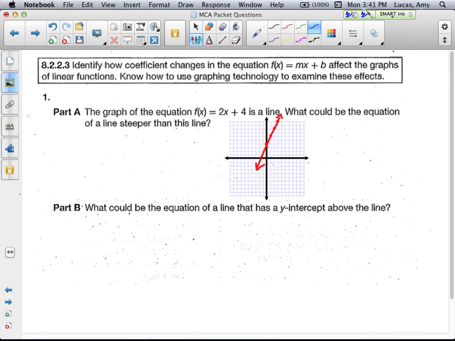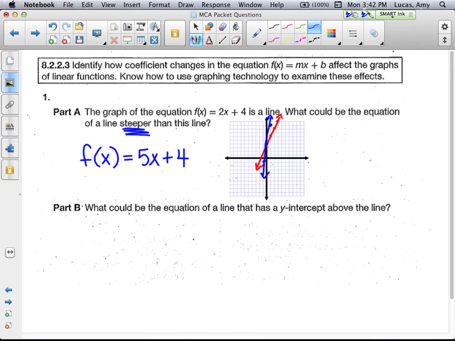Now, the question for part A was, what could be the equation of a line steeper than this line? Steeper, like think about a hill. If it's a steeper hill, that means my slope is not going to rise 2 run 1, it's going to have to rise more than 2. If I start at the same intercept, I'm going to go up 1, 2, 3, 4, 5 and over 1, or down 5 and back 1. So this line is steeper than my first one. I increased my slope from 2 to 5, going up 5 over 1, not just 2 over 1. That made my line steeper, a higher number in front of x.